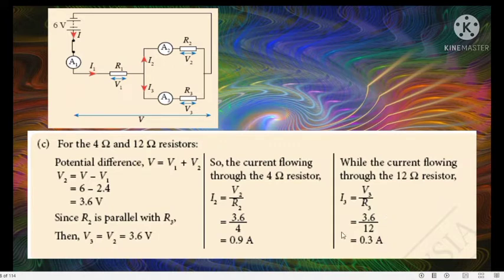So you can check again whether the calculations are correct or not. The total current for this circuit is 1.2 ampere. So you can just add again, 0.9 plus 0.3, and we get 1.2 ampere. So you can just do a little bit of checking after the calculation.